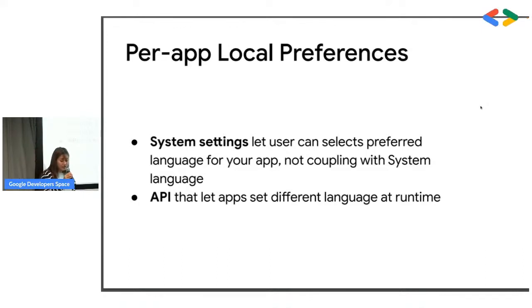In Android 13, you can support per-app language preference. So what is per-app language preference? It allows the user to choose among the multiple languages that you want to support. Or you can use the API to set a different language at runtime. That means it won't affect the system language.